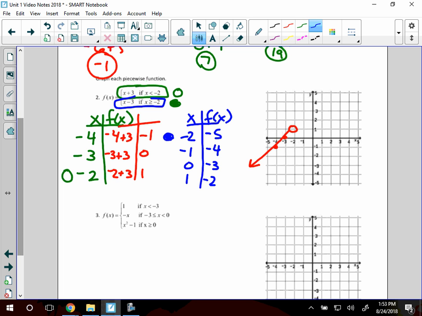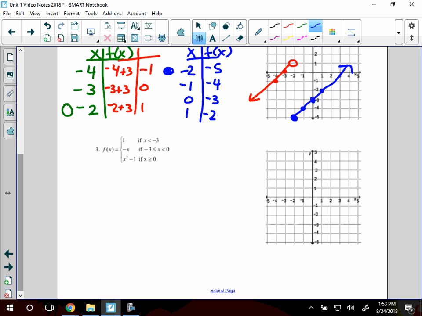So now I'm going to plot those points. So negative 2, negative 5's here, and it's a closed-in circle. Negative 1, negative 4, 0, negative 3, 1, negative 2. And remember, it's all x values greater than or equal to negative 2. So those x values keep going to the right. Okay, so that's the graph of this piecewise function. I can see I have two different pieces.